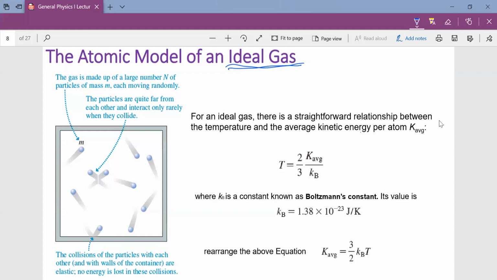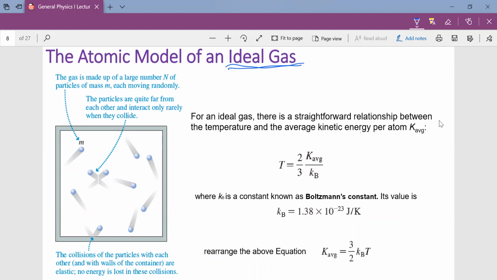A model having constant random motion, with particles that interact with each other, colliding in an elastic manner. And because it's a closed system, there is no loss in energy from the collisions with one another or with the wall of the container.